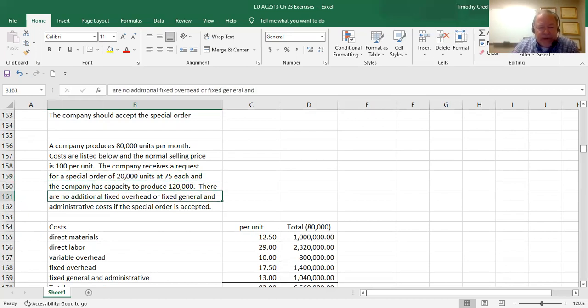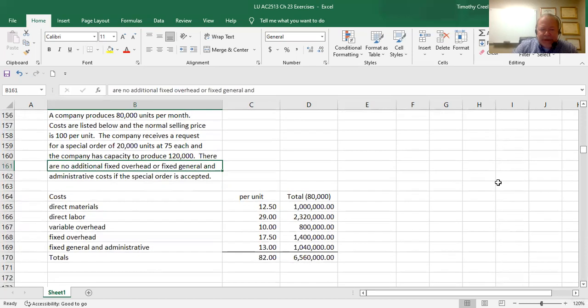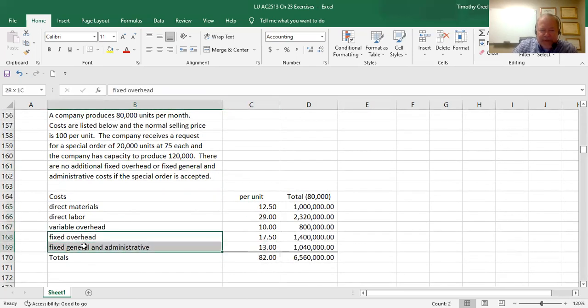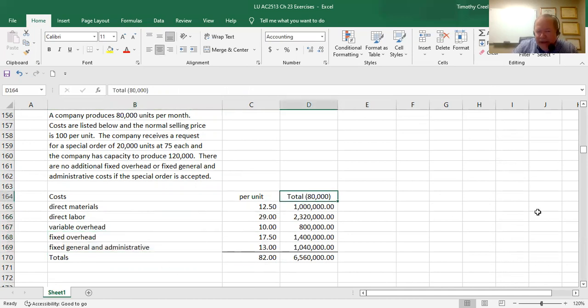Now, there are no additional fixed overhead or fixed general and administrative cost if the special order is accepted. So what that means is that only variable costs are really going to apply to this product, that there's not going to be any fixed overhead or fixed general administrative cost related to it. So kind of as we come down the list here, these are the normal cost of production. But notice it includes fixed overhead, fixed general administrative. This is them producing 80,000 units. This is normally what their costs are.